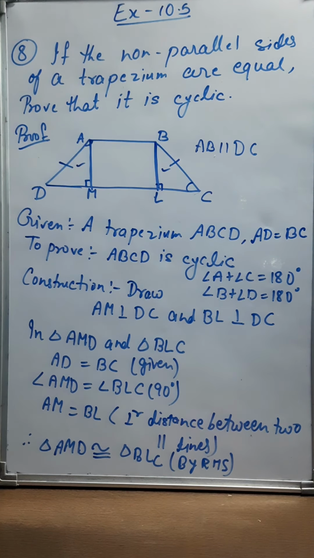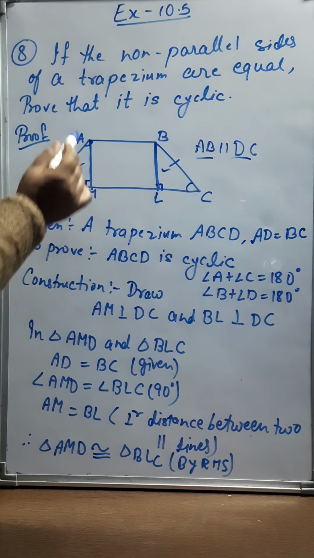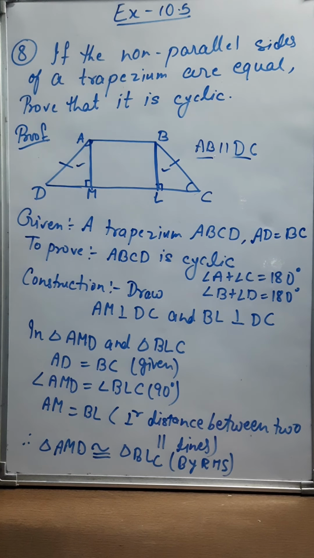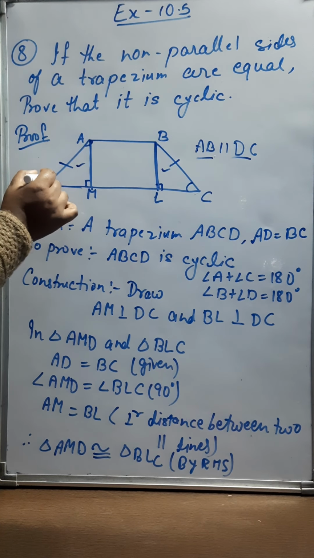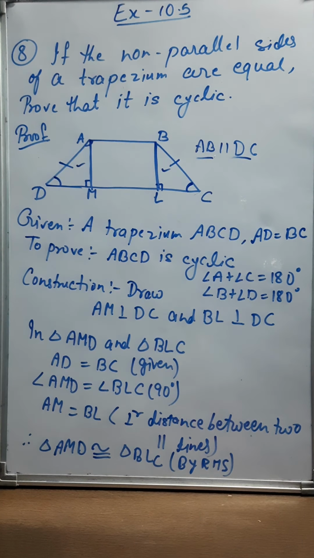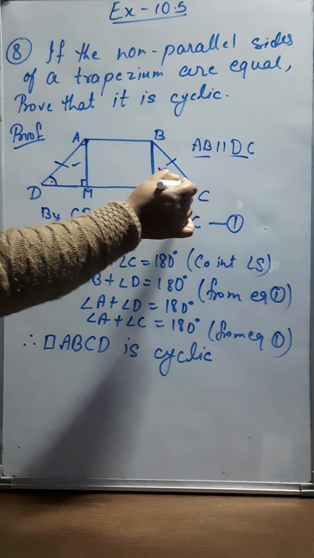What's the reason behind it? The perpendicular distance between two parallel lines is the same. AB is parallel to DC, so AM will be equal to BL. So these two triangles are congruent by RHS. So by CPCT we can write angle D is equal to angle C.